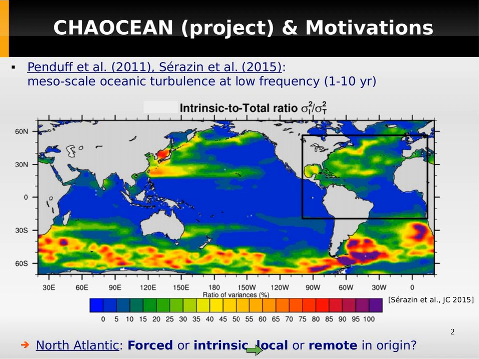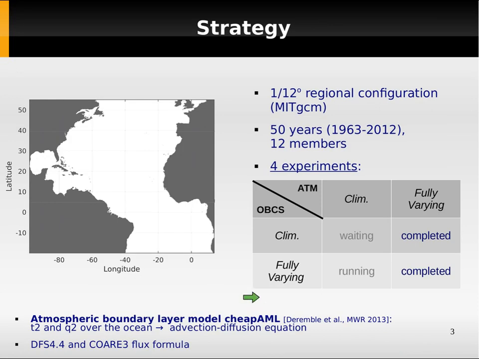For that, we set up a 1/12th of a degree horizontal resolution regional configuration of the North Atlantic, using the MITgcm. The domain considered is here. It extends from 20 south to 55 north. The open boundaries are set on the south and north, and we also take into account the effect of the Mediterranean Sea through the Strait of Gibraltar outflow.